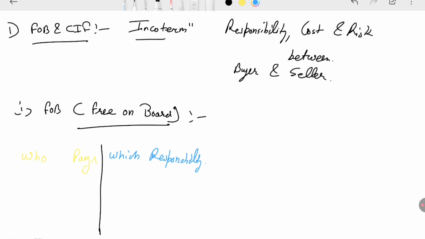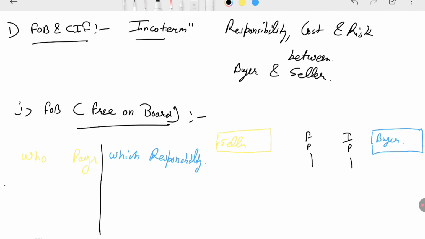With the help of one more diagram, you will easily understand the differences. Suppose this side is your seller, the export side, and the other side is your buyer, the import side. For example, in the middle, this is your foreign port, and the other side is your Indian port.